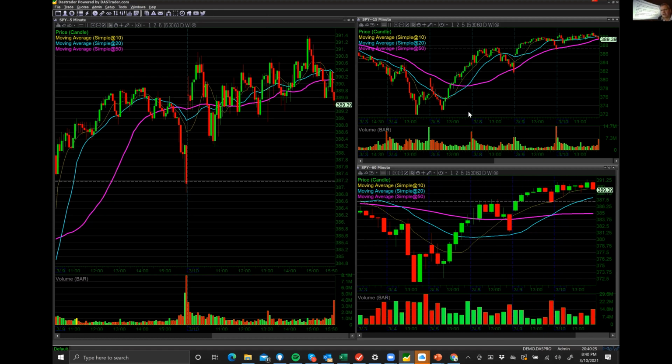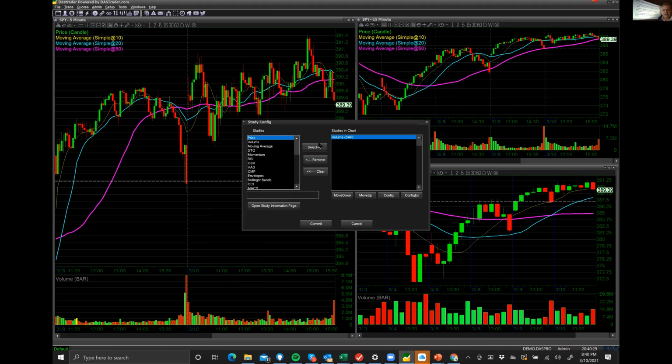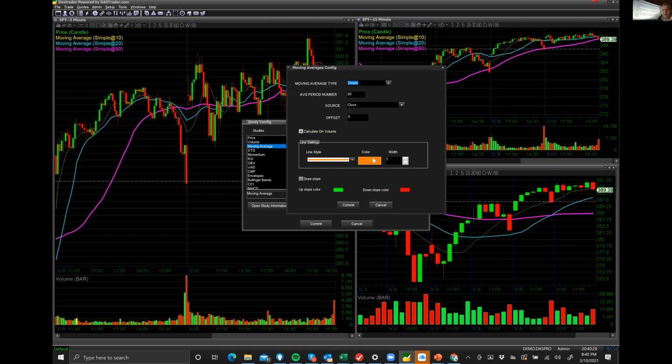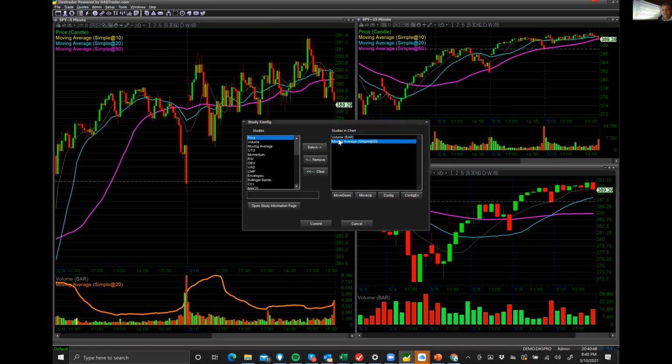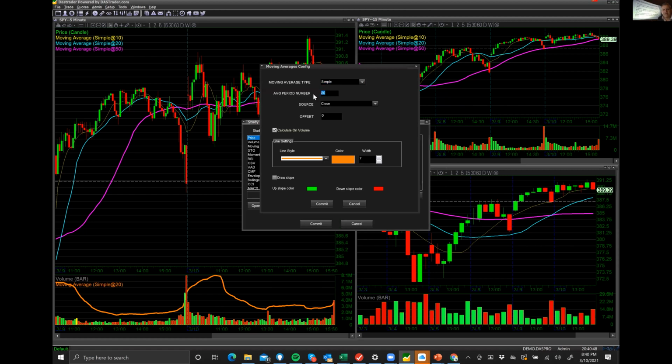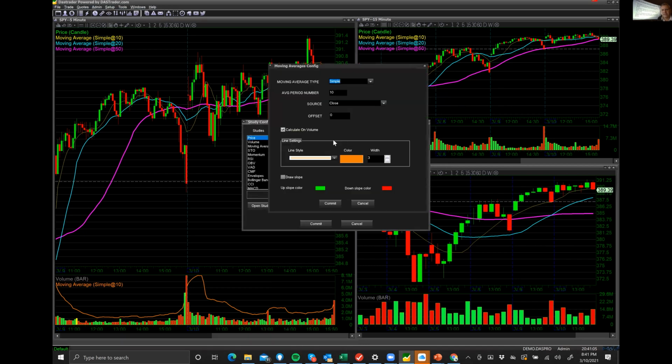Okay, I'm going to do something else here. I'm just going to zoom in a little bit. I'm going to right click here and hit study config. This is on my volume. I'm going to add a 20 period moving average on volume, and I'm going to leave it orange, hit commit. Okay, I'm going to make it a little shorter term. I'm going to make this a 10. And since it's shorter term, I'm going to cut that down to 3. Go a little bit shorter term. Make it a 5.